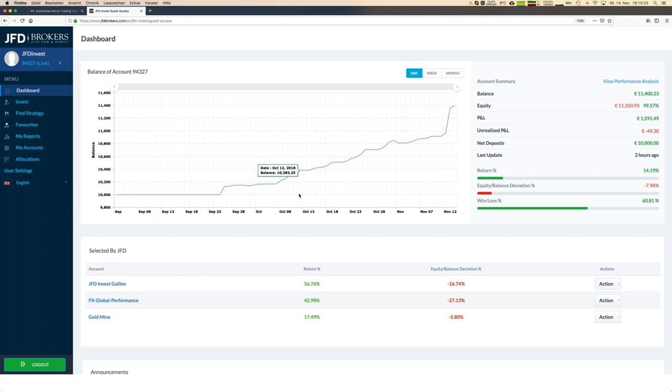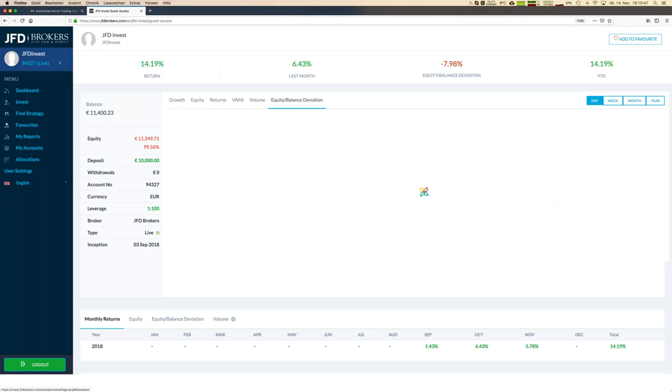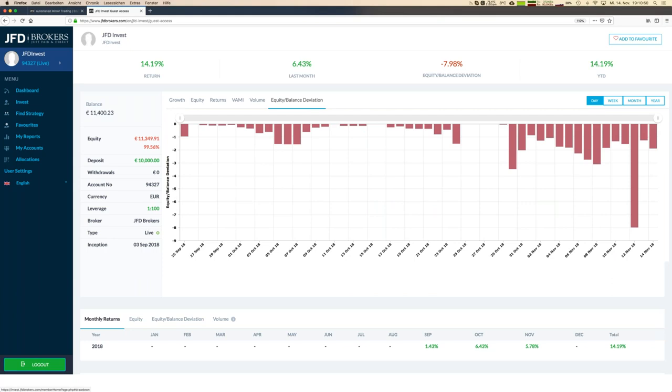Now, once again, to the downside, because we have always to have the full view. Let's really look into the details. What we can do here, and that's really cool at JFD Invest, is analyze that portfolio account, my JFD Invest account, as any other strategy. So we have the same possibilities. We see the growth, and I just want to point out equity balance deviation once again. And you see, yes, a couple of days ago, there has been, let's call it a problem. We have had a floating loss of 8%.